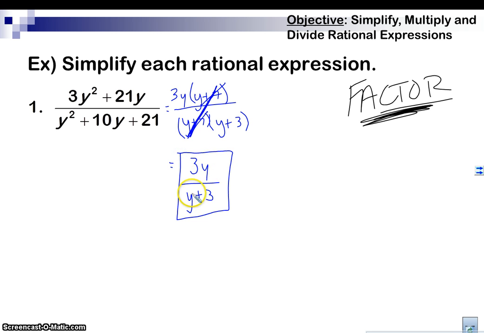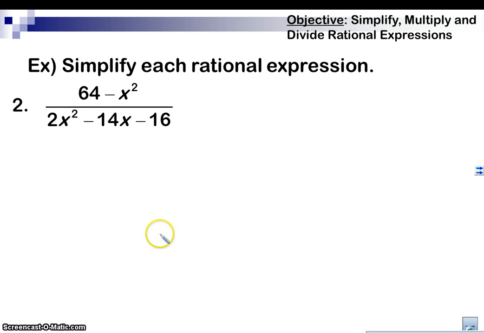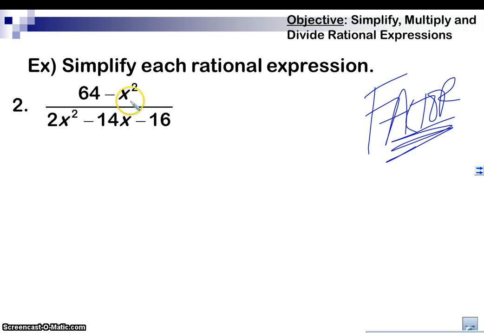We can't cancel the y's out here because this is a plus. So whenever we have a plus or minus in here, if it's not in factored form, then we cannot simplify it. We're simply simplifying these because they're multiplied together. Okay? So let's take a look at another one. We're going to go and factor. Remember, that's the first thing you do, is factor. All right, factor. So let's go and factor this.